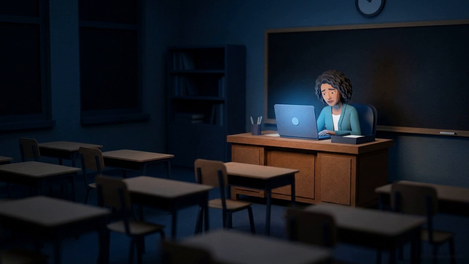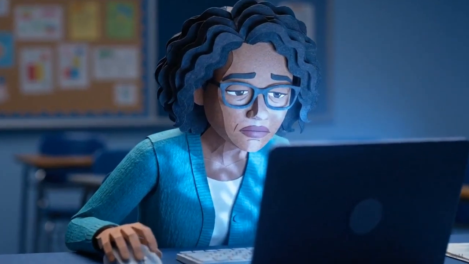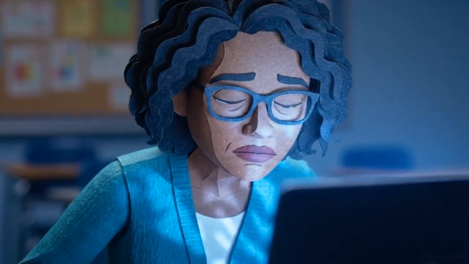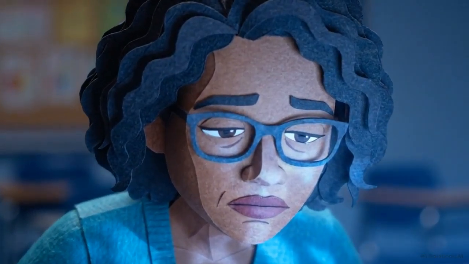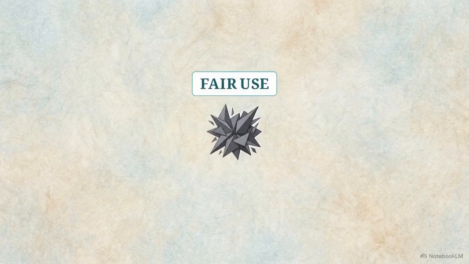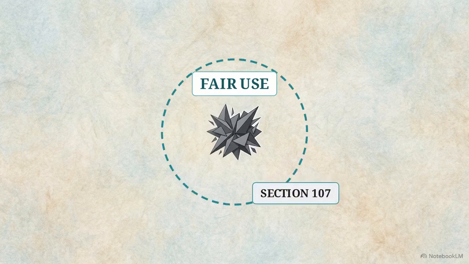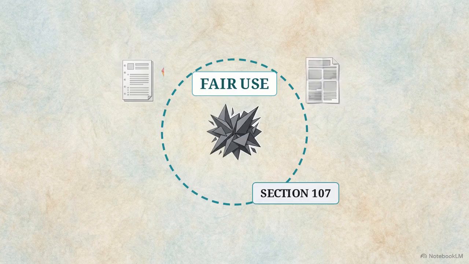Look at this teacher, working late by the glow of a laptop. When she types a search term into Google Images, saves a picture, and pastes it onto a worksheet, she is making a legal decision. Most images on the open web are covered by copyright. Schools often assume that educational fair use under Section 107 of the U.S. Copyright Act protects them, but that protection is strictly limited.